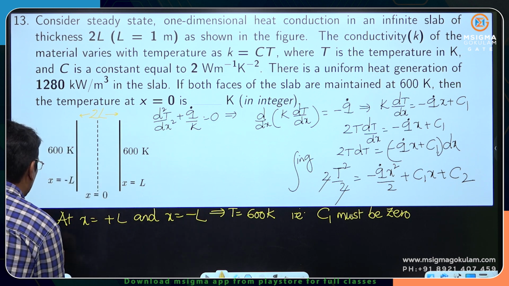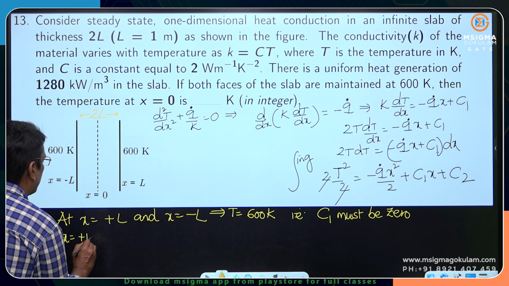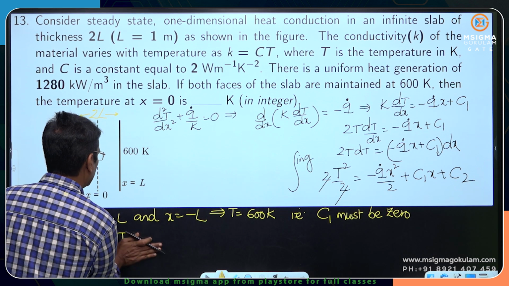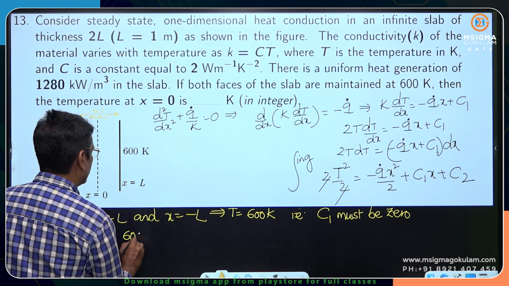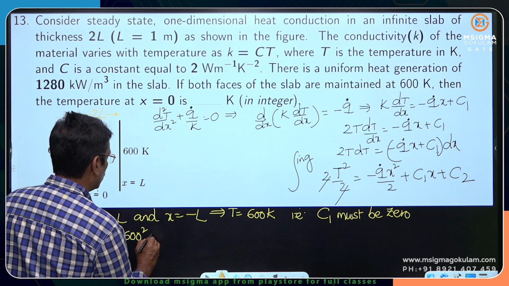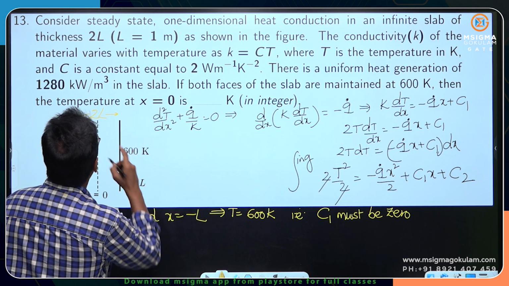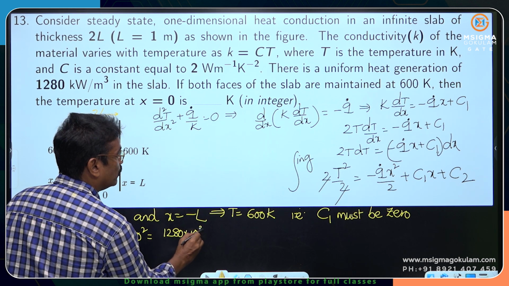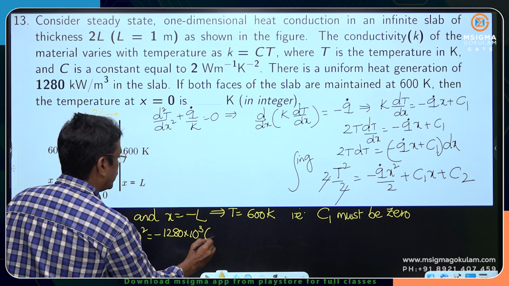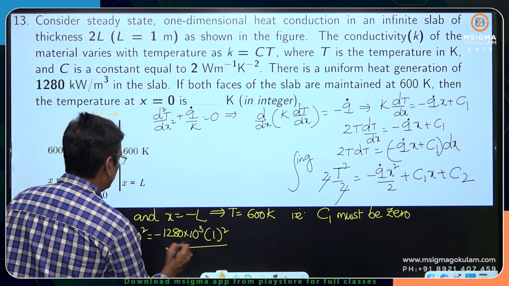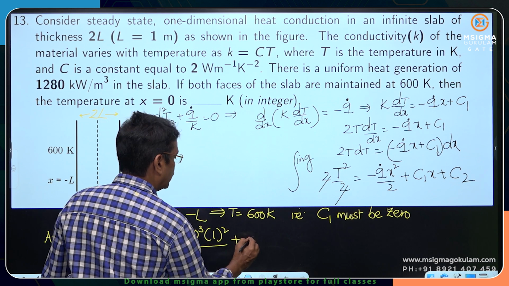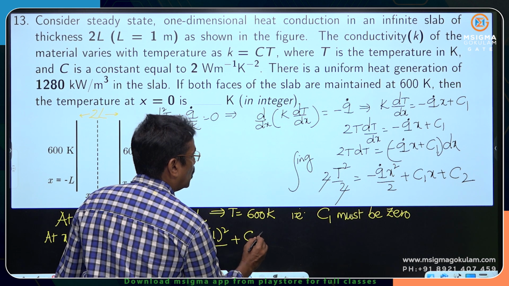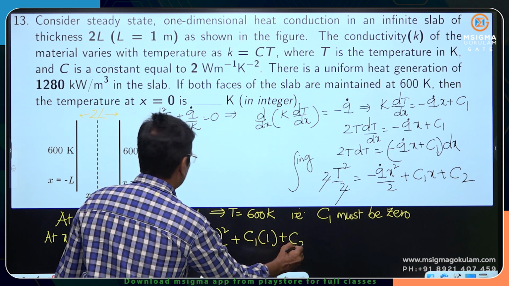At x is equal to plus 1, if you write T square, that is 600 square, is equal to minus q dot, which is a kilowatt, 1280 into 10 cube, into 1 square by 2, plus C2. C1 has already become 0, otherwise it would be C1 into 1 plus C2.